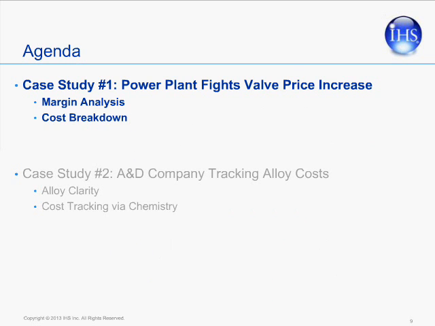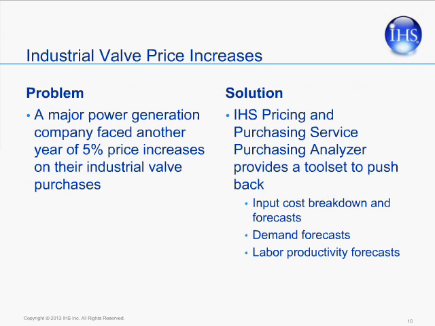We're going to look at some margin analysis and then look at a cost breakdown of a valve as a way of really targeting the core components of that valve that are decreasing in price. So just laying out our scenario a little bit more directly, a major power generation company faced another year of 5% price increases on their industrial valve purchases. This has been the case for a number of years, and you continue to see these large increases passing through regardless of what the cost environment is.